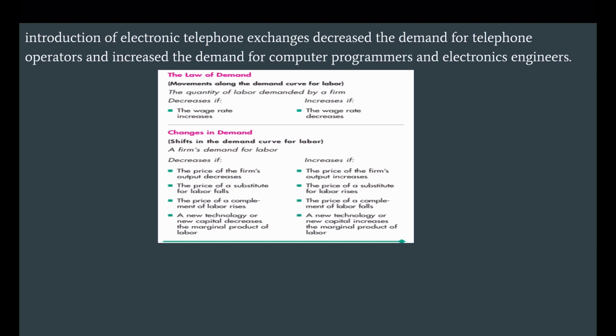So those are: the firm's demand for labor decreases if the price of the firm's output decreases, and the demand for labor increases if the price of the firm's output increases. The demand for labor decreases if the price of a substitute for labor falls, and the demand for labor increases if the price of a substitute for labor rises. If the price of a complement of labor rises, there will be a decrease in the demand for labor, and an increase in the demand for labor if the price of a complement of labor falls.